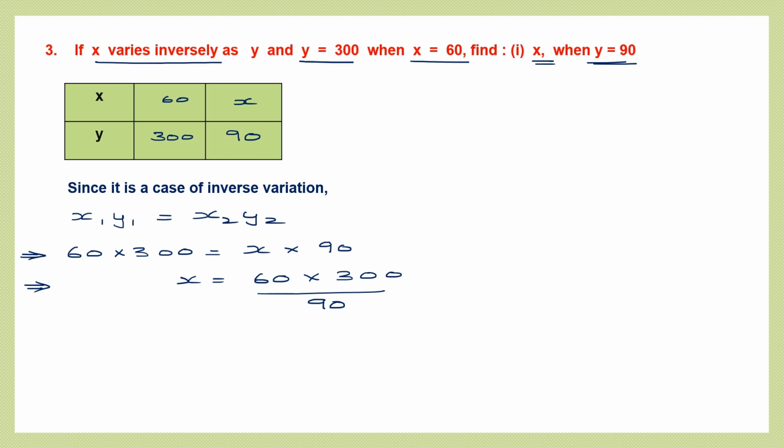Now we have to simplify this. Let's cancel a 0. Then we have 9. We can divide this by 3. 3 tens are 30. 3 threes are 9. Again 3 into 20. Now we just have to multiply. So when you multiply, we get x is equal to 20 into 10, which is 200. So we have found the value of x, and x is equal to 200.